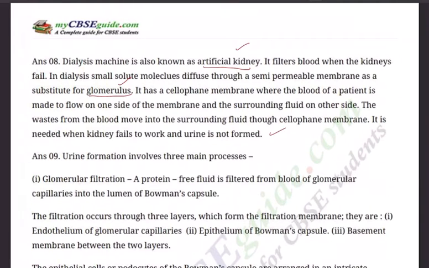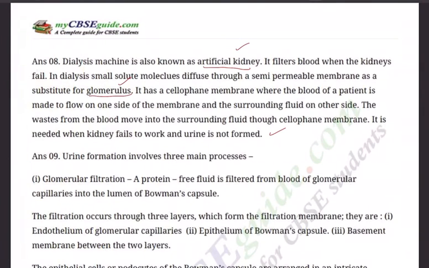It is needed when the kidney fails to work and urine is not formed. So this is a stopgap arrangement. Unless someone is ready to donate one of the kidneys to the person, of course we need to keep in mind the blood group should match. So until that gap time of a donor donating it, the person has to go for dialysis. This is artificially created and everything is a machine, and that helps in purification of the blood. So the urine will be eliminated through artificial dialysis.